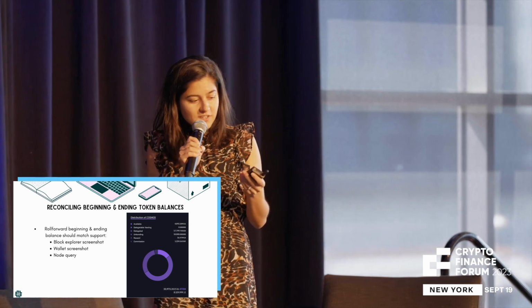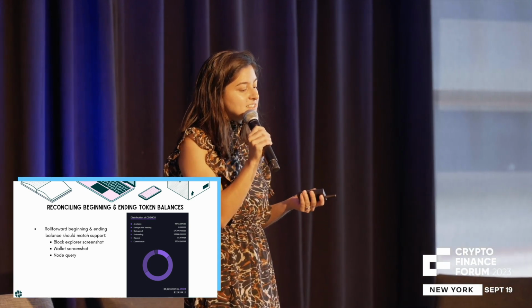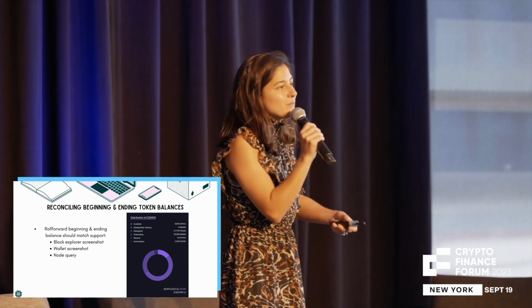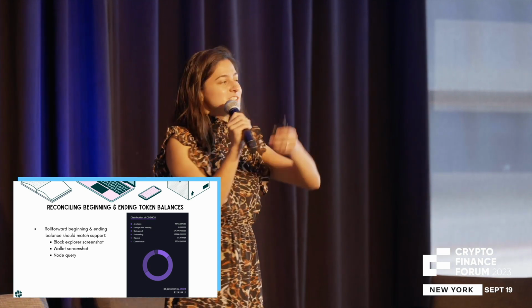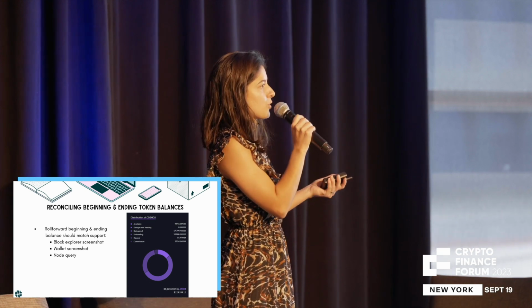So the first two sections we're going to talk about are reconciling the beginning and the ending token balances. And so again, the rule of thumb is that what you're showing as your beginning and ending tokens should match what you actually have in your wallet. And there's a couple of different ways you can get support for this.